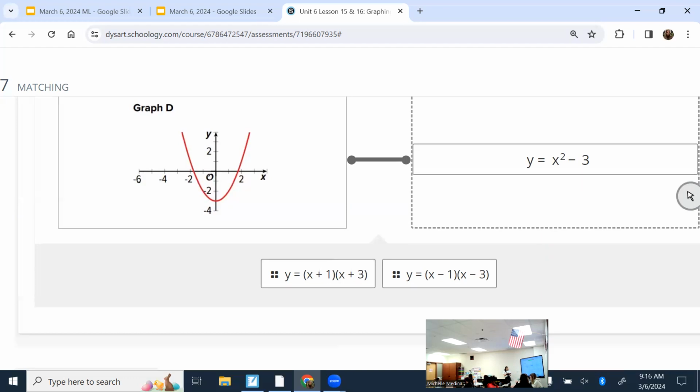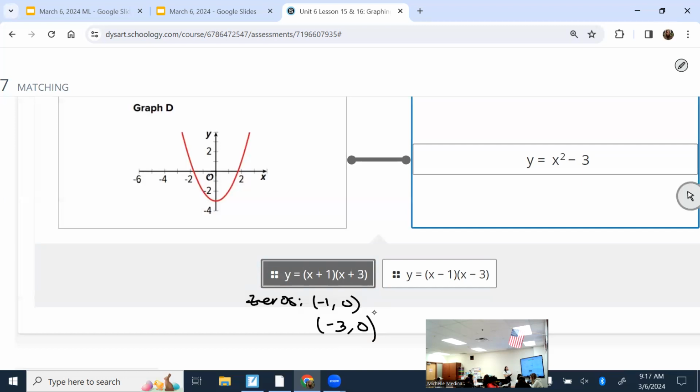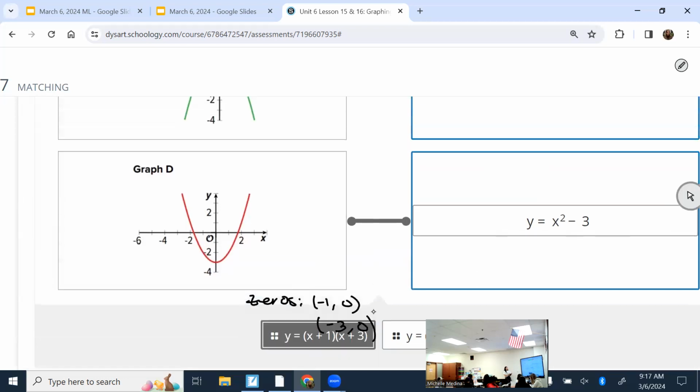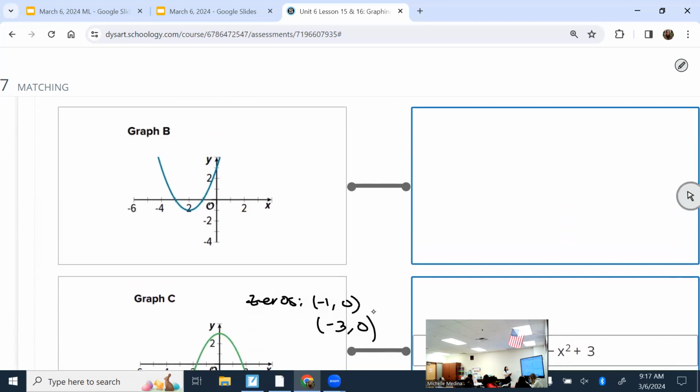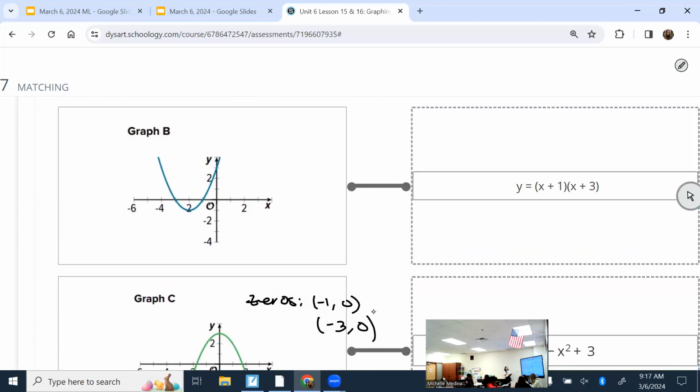These other ones are in factored form, so I'm going to go based off of the zeros or the x-intercepts. So for this first one, what would my zeros have to be? Good, -1 and -3. So the one that has the x-intercepts on the negative side goes with this one. So let me find it. It would have to be this graph B, because remember that x-intercepts are always the opposite sign of your factored form.